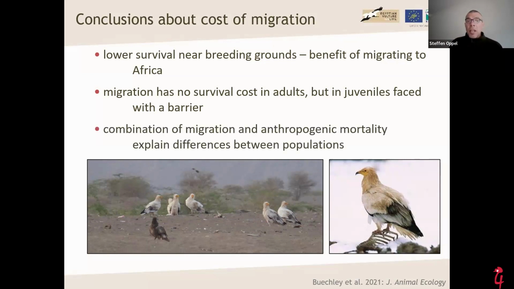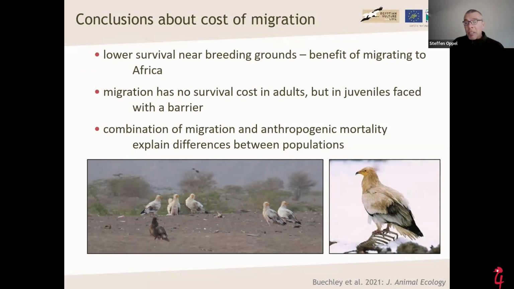And it's a combination of migration and anthropogenic mortality. So on the one hand, we have higher migration costs on survival in the East, but we also found way more anthropogenic mortality in terms of poisoning, electrocution, and direct persecution that likely explains the differences in population trajectory between the Eastern and the Western population.